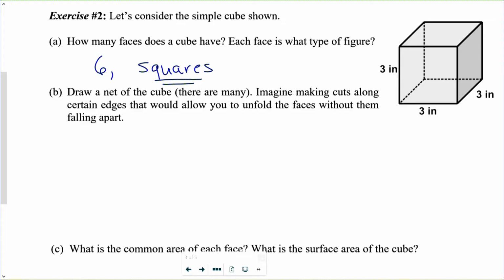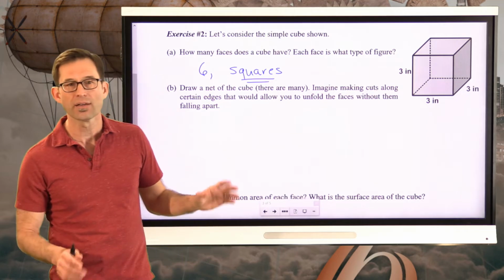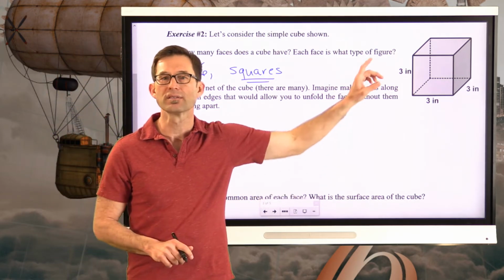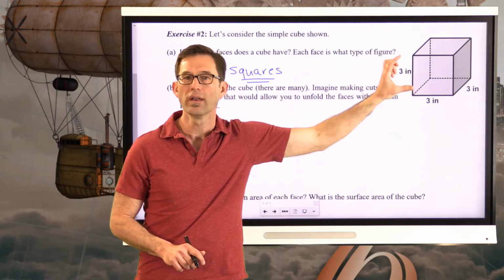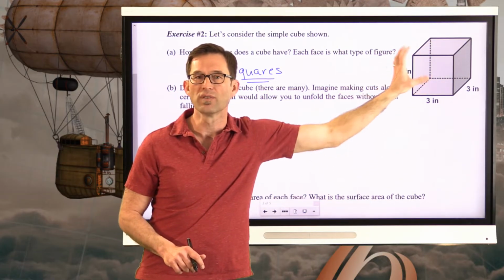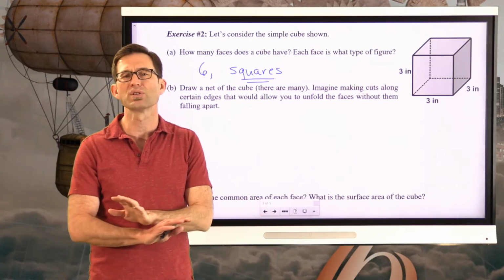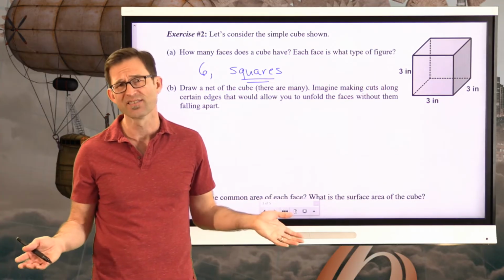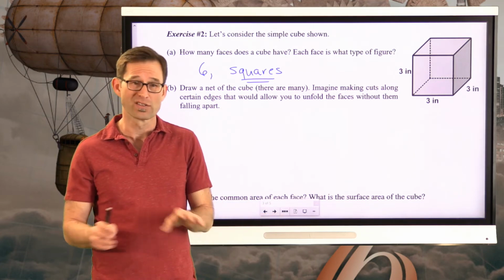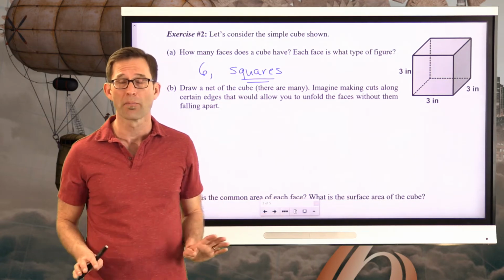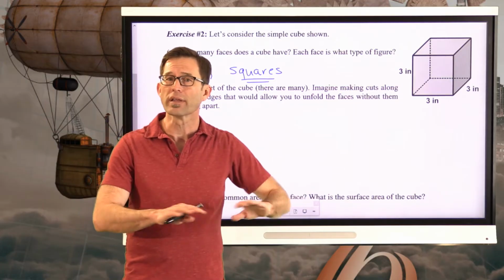Now, letter B. Draw a net of the cube. There are many. Imagine making cuts along certain edges that would allow you to unfold the faces without them falling apart. A net basically is like taking pieces of paper, gluing them to each side and then letting them unravel as if they were wrapping paper with absolutely no waste. Because with wrapping paper, with me, there's a lot of waste as I start to wrap a present, right? But on this, literally, I can unfold it.